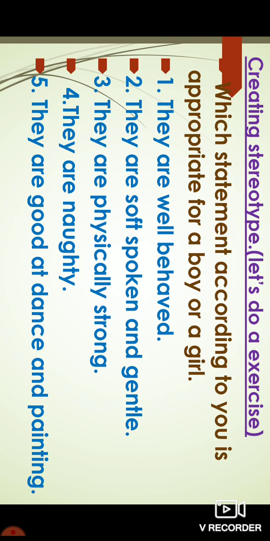Okay? Now, next point. I hope you have now understood what the difference is and what prejudice is. Now let's start with the next topic, that is creating stereotype. Again I repeat, creating stereotype. Before starting with this chapter, let's do an exercise. Now, what is stereotype? With this exercise, you will easily understand the concept. Now, which statement, according to you, is appropriate for a boy? I will read a statement and you're going to tell me which is appropriate for a boy or which is appropriate for a girl. Okay?